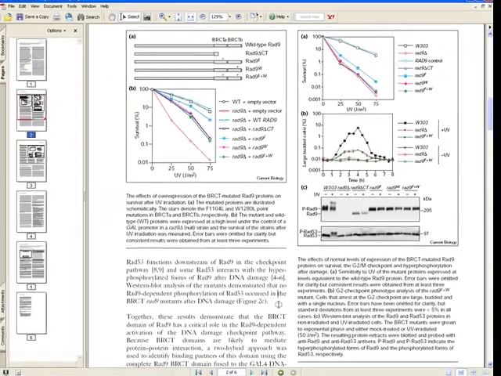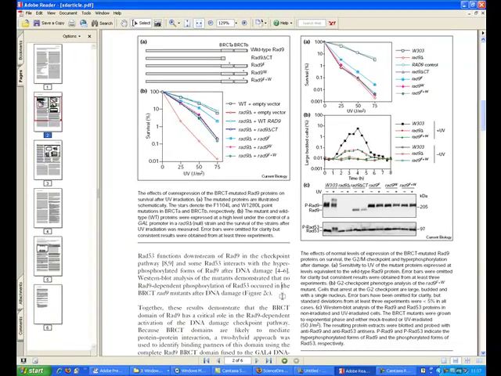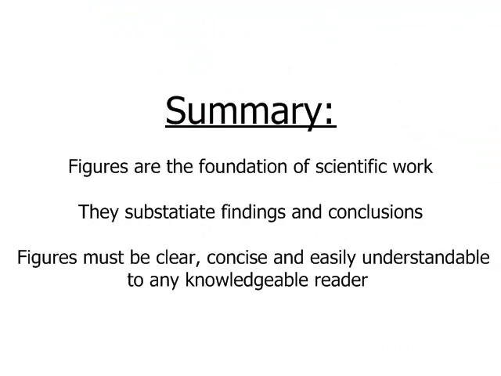In this screencast we've looked at how figures work as the foundation of good science. They provide the factual proof to substantiate findings and conclusions in the body of any scientific writing. Because they must be linked into the text, their labeling and legends must be clear and concise. Standard ways of doing this ensure all scientists can follow the results being presented. The test of a good figure is whether it is self-standing and can readily be understood by any knowledgeable reader.